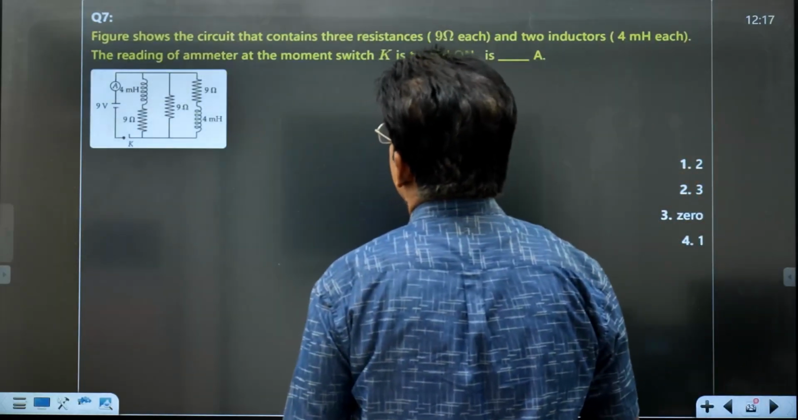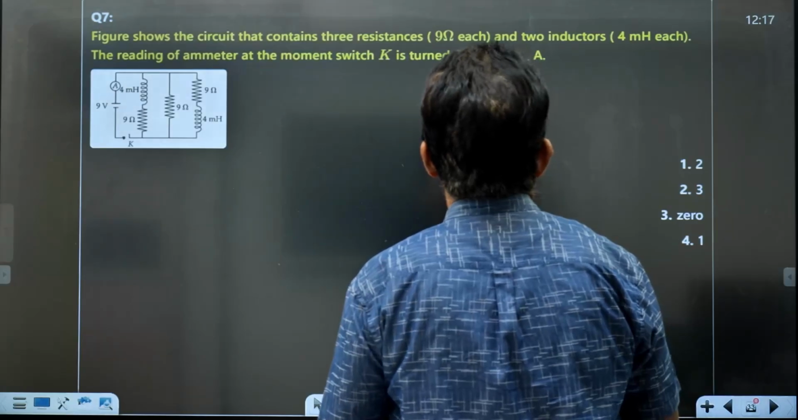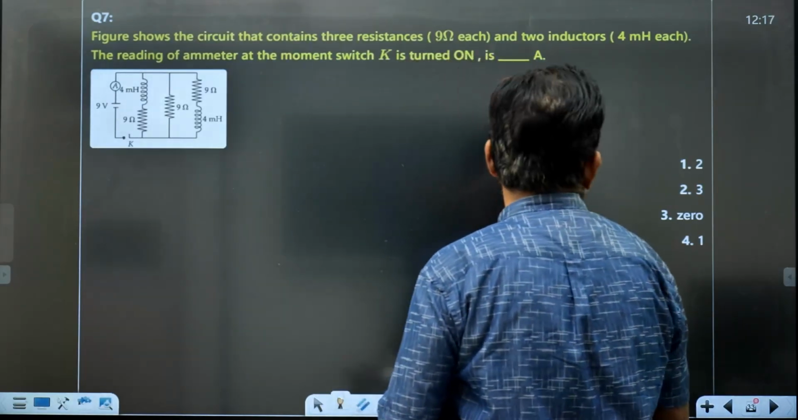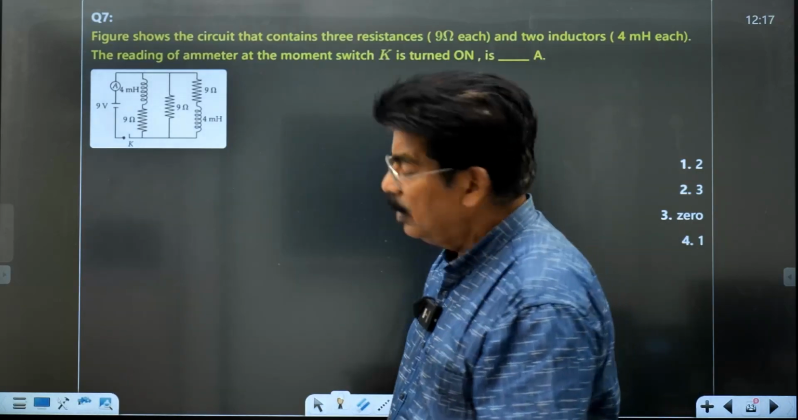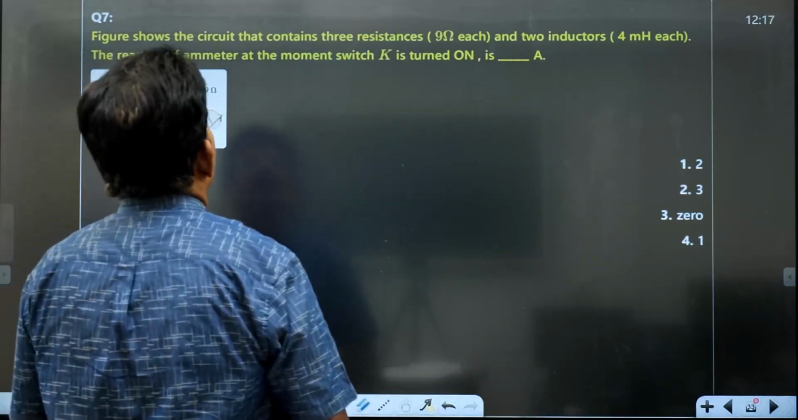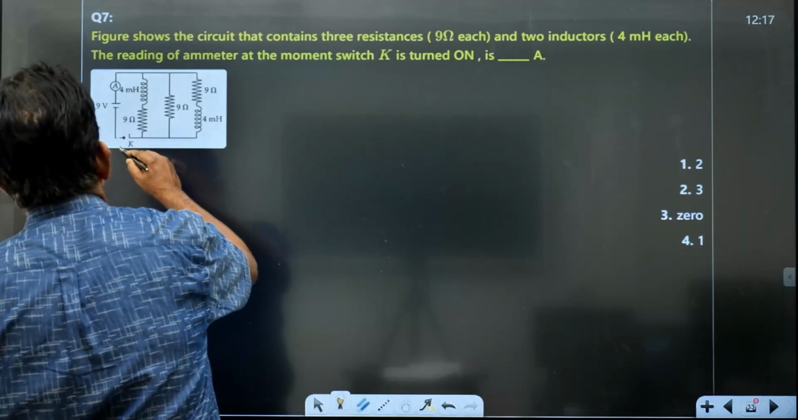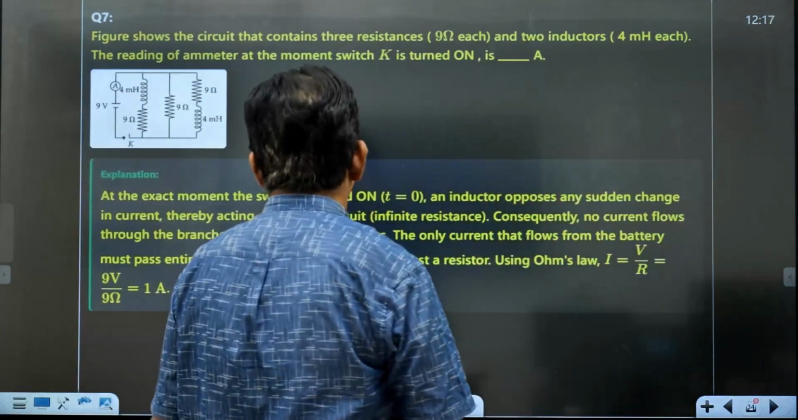Next, the figure shows 3 resistances of 9 ohms each and inductors of 4 millihenry each. We have to calculate the reading of the ammeter. Okay, look again. When the circuit is switched on, we can go to the explanation. So again, you can get the idea.